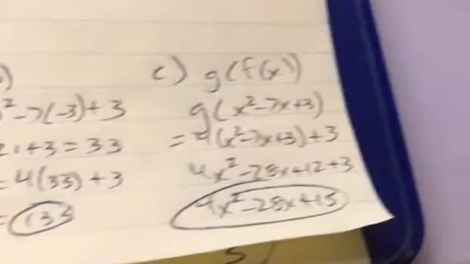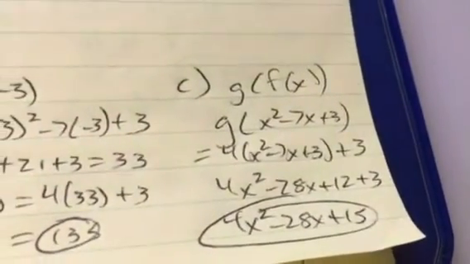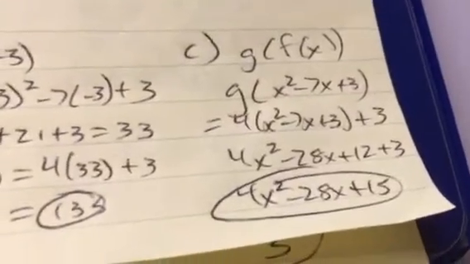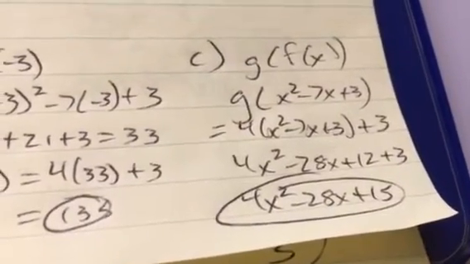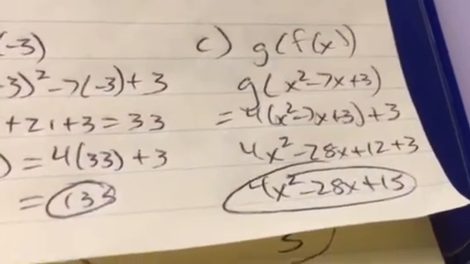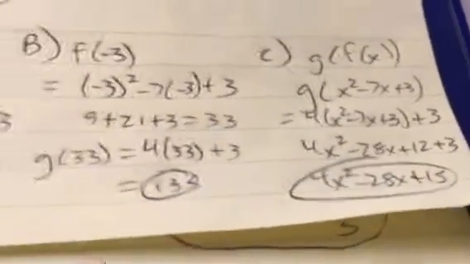That's 135. And then on c, you just write what f of x is. It is x squared minus 7x plus 3. And you plug that in for x in the g equation. So instead of writing 4 times a number, you're substituting that equation in. Use distribution, combine like terms. Again, take your time, pause it whenever you need to.